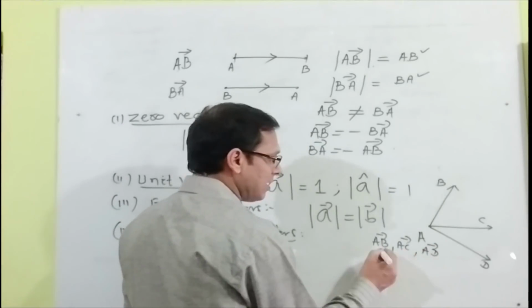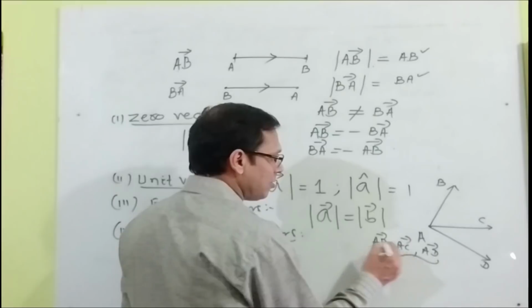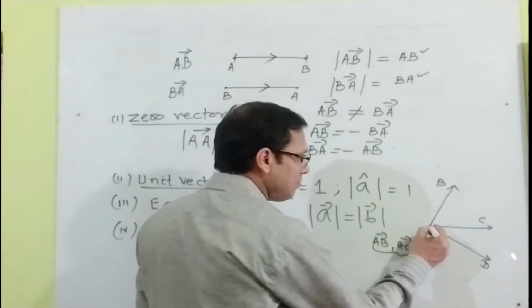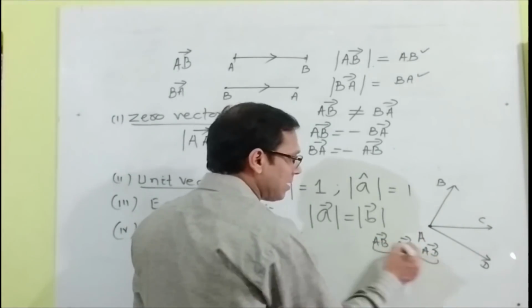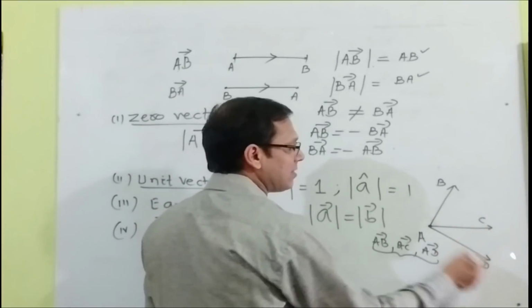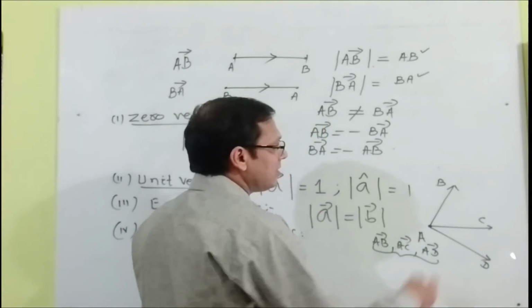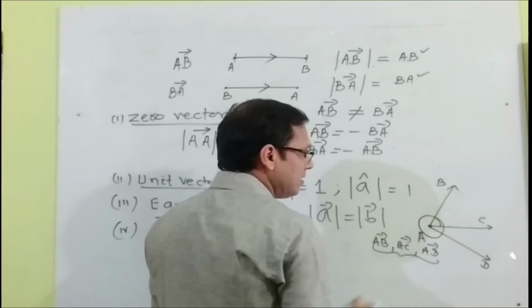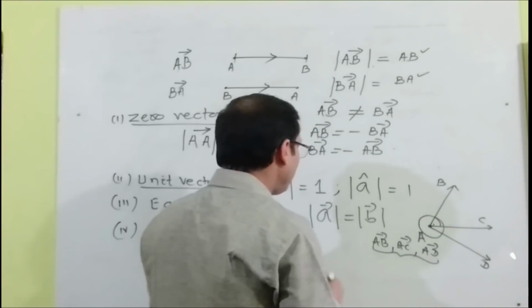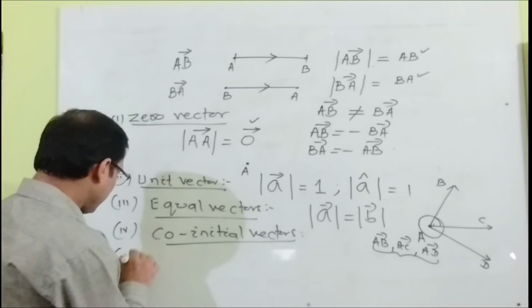The three vectors have the same initial point, a common initial point. So the three vectors are called co-initial vectors. So vectors are co-initial when their initial points are the same. Now we'll take collinear vectors.